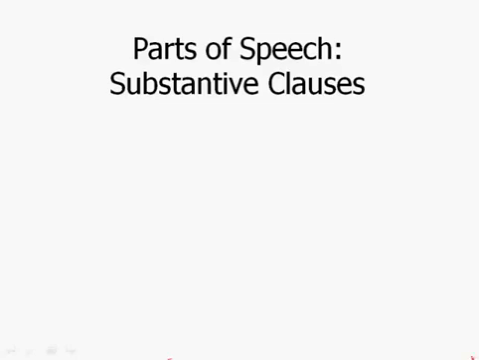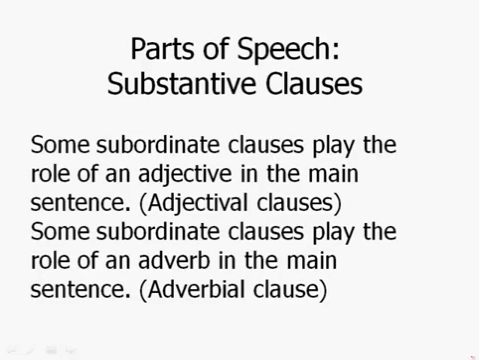This video explores the very sophisticated idea of substantive clauses. So, some subordinate clauses play the role of an adjective in the main sentence, and these we would call adjectival clauses. We've already met some examples of these. Some subordinate clauses play the role of an adverb in the main sentence. These we call adverbial clauses. We've met some of these. I would say of the subordinate clauses you see in GMAT sentence correction, at least 95% of them are either adjectival clauses or adverbial clauses.